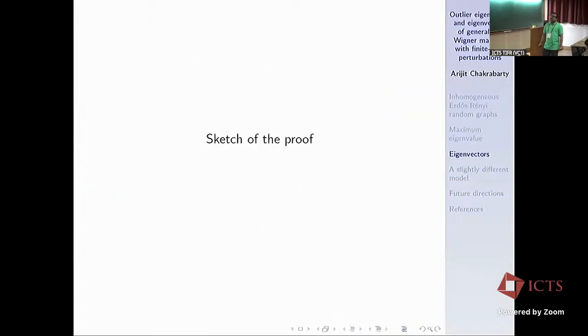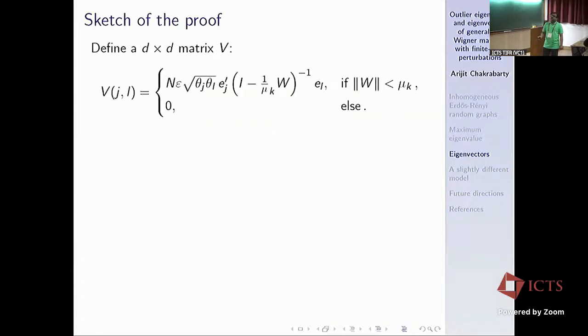Let me quickly sketch the proof for you. What were the additional challenges that we faced in this rank D higher rank perturbation? We defined a D cross D matrix this way: n epsilon square root of theta j theta L, Ej prime, I minus 1 by mu k W inverse, EL. This should look very familiar from when we dealt with the rank 1 case.